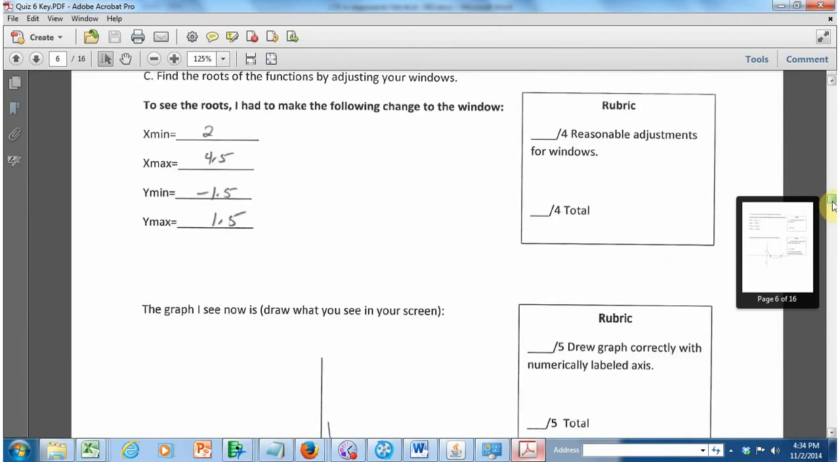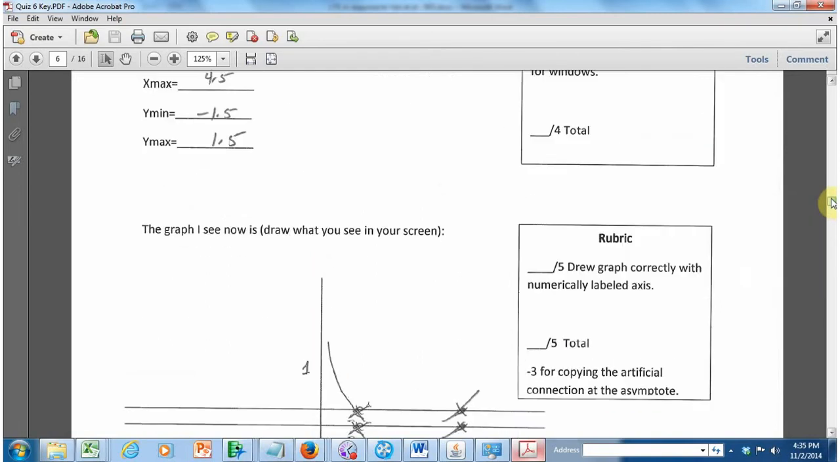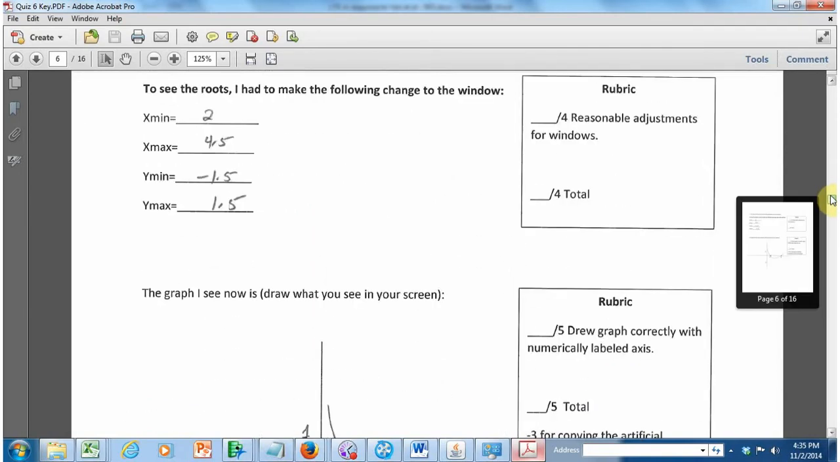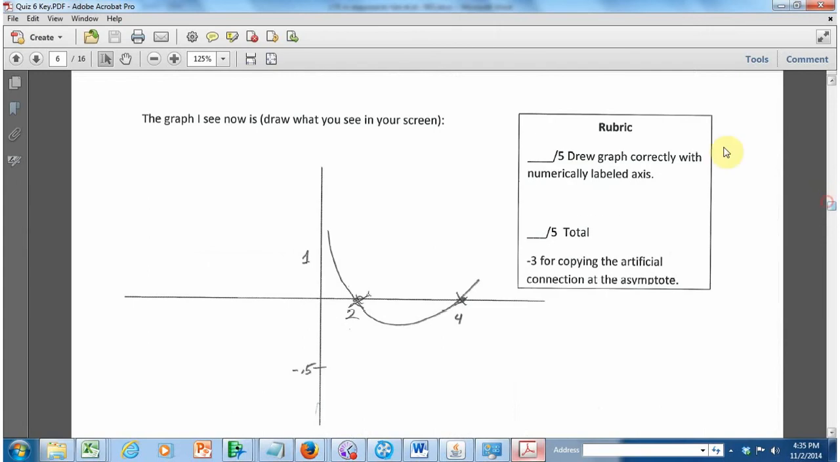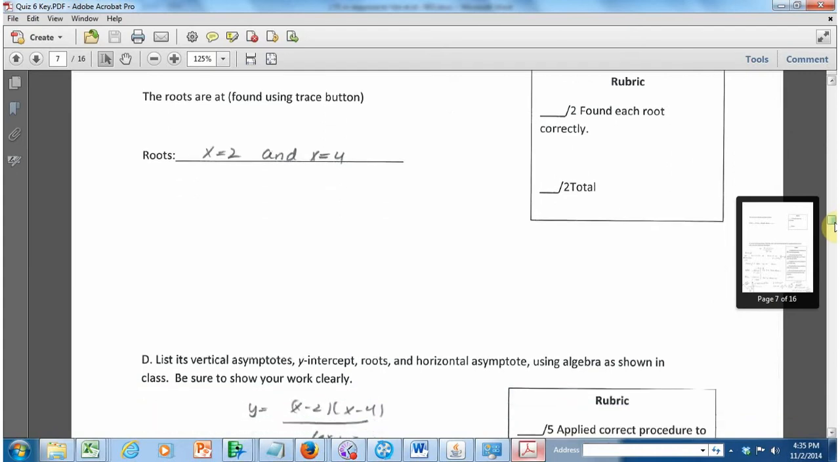So here, you want to look and zero in on the roots. Well, I have to change the window to see that. If you gave me your original window here, I took off full points. I'm looking for you to zoom in and change your windows and give me the new windows here of what you had to change. So if you just wrote the default windows here again, you didn't get points for that. You want to zero in and actually see this as you see right here. And then with the trace button, you can actually find the roots. Some of you actually put decimals and said looks like it's close to 2. That's perfect. That's all I'm looking for there.